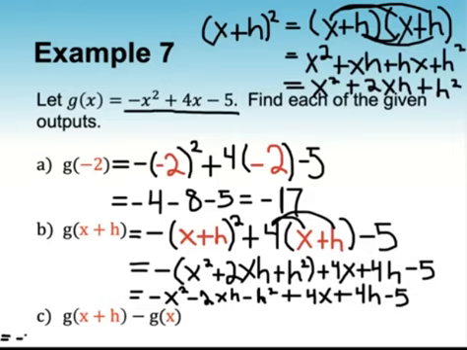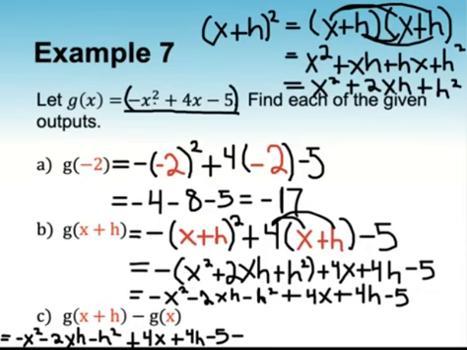We're going to have negative x squared minus 2xh minus h squared plus 4x plus 4h minus 5. And then we're going to have minus. Now, I'm going to run out of room, so I'm just going to verbalize some of this. I'm doing minus everything that we have right here for g of x.